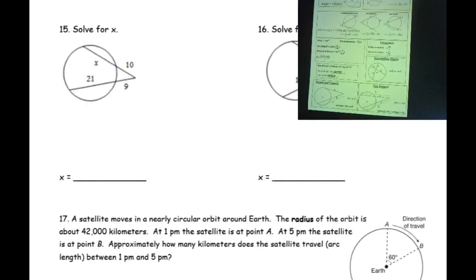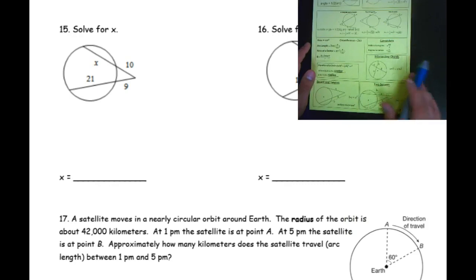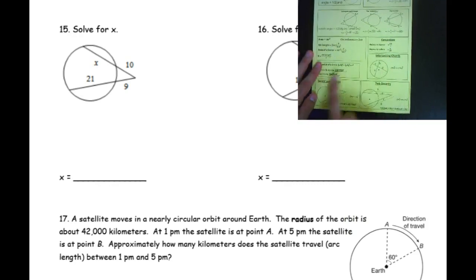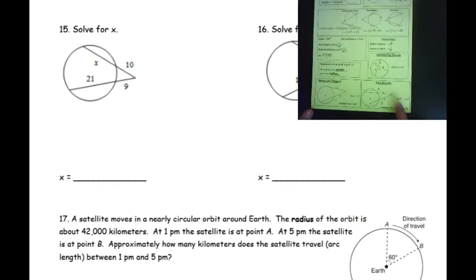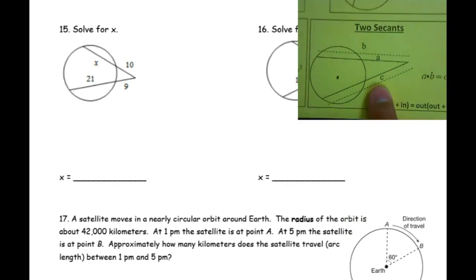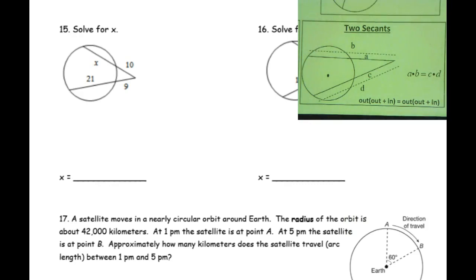Alright, so on this one, 15 and 16, it looks more like we have secants. We have segments that are intersecting outside of the circle. So I'm looking down here. Where do I see that? Right here. Okay, so remember, this one can be tricky. So in here it's A, which is the outside, times B, which is the whole thing. C is the outside, D is the whole thing. So it's really important that we are able to identify the whole secant segment.